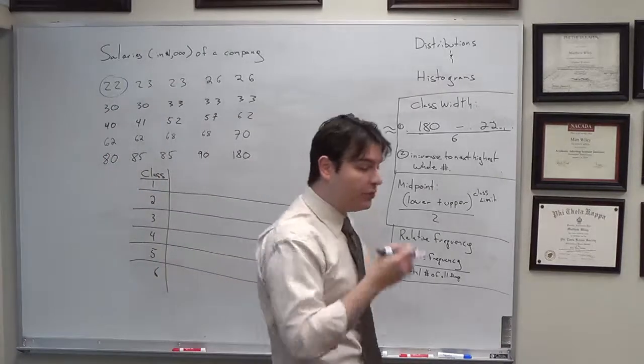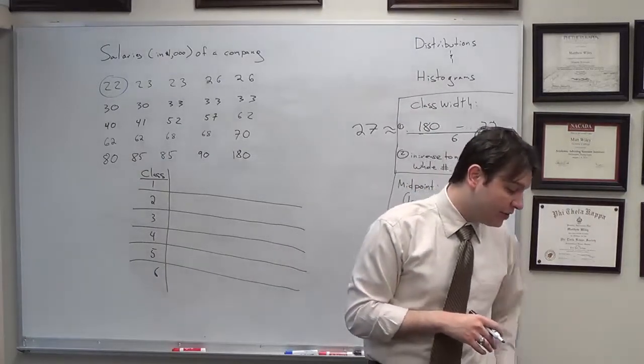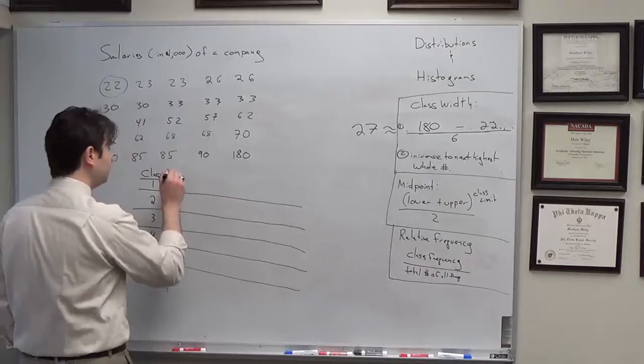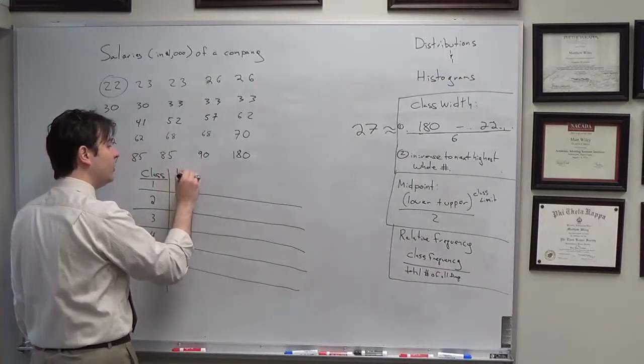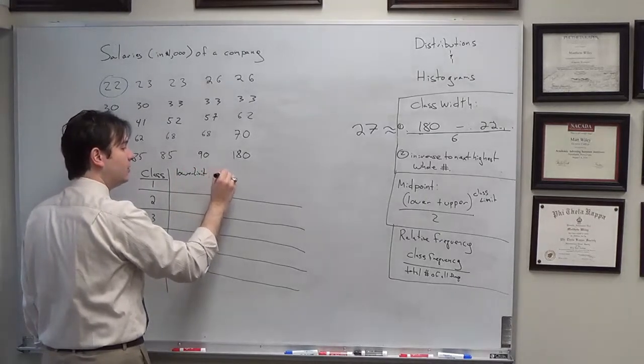Next, we want to start sorting our numbers into these groups. And the way we're going to do that is we're going to talk about class limits. There's the lower limit, and there's the upper limit.